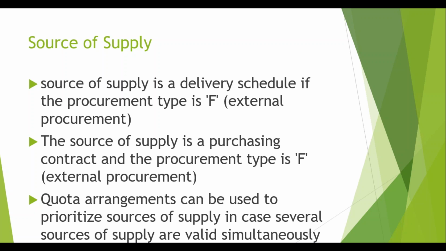Finally, the quota arrangement. Quota arrangement can be used to prioritize source of supply in case several sources of supply are valid simultaneously. Let's say for example, the system has identified that there are multiple sources of supply. So there is a purchase info record also available, or maybe there are two scheduling agreements available. Which one to pick, whether to pick the first vendor or the second vendor, is specified in the quota arrangement. So quota arrangement will be considered on top of all these three sources of supply: scheduling agreement, contract, and purchase info record.